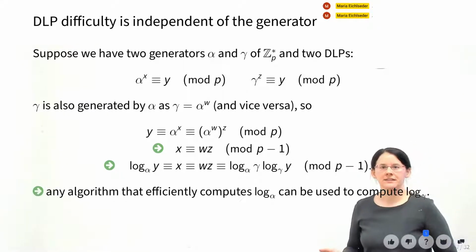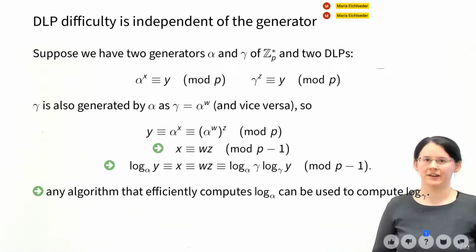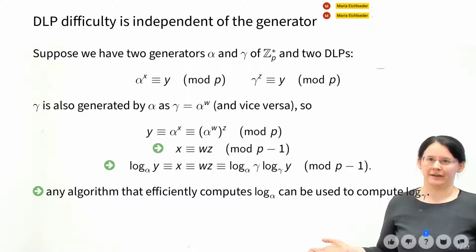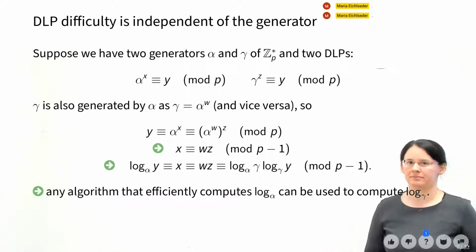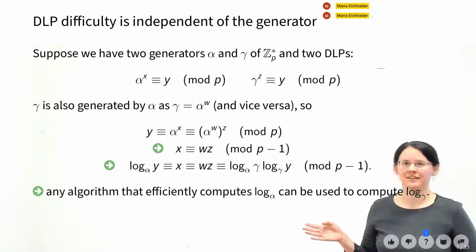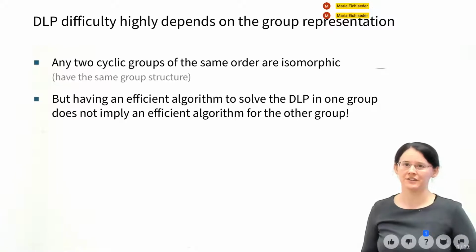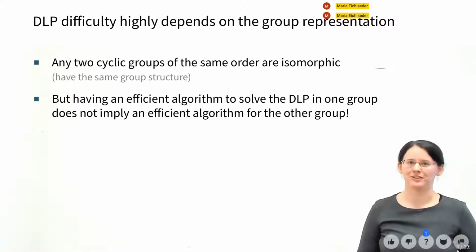Okay, so this is with respect to the difficulty of the problem based on the generator. There is no real impact of the choice of generator. So let's have a look at another ingredient we had, namely the choice of the group. And here it turns out that this actually has a huge impact on the difficulty of the problem.